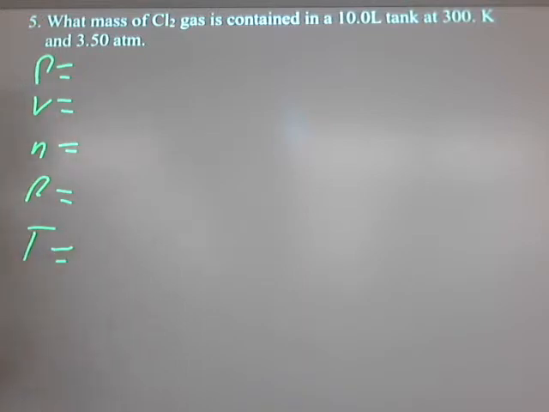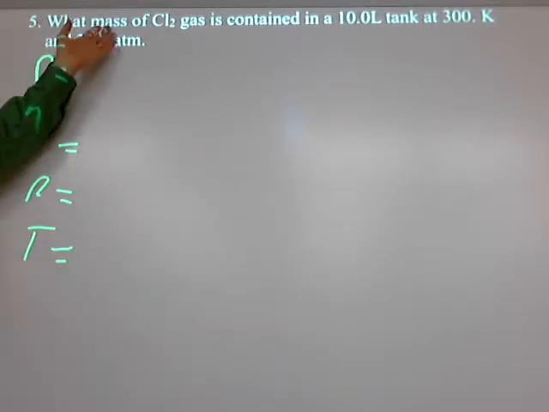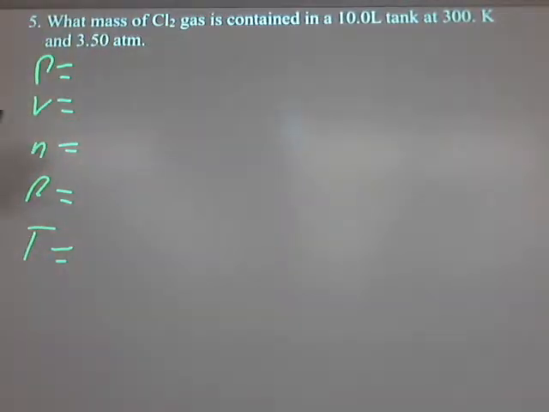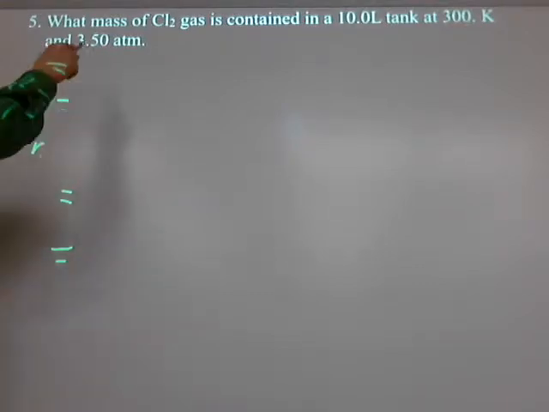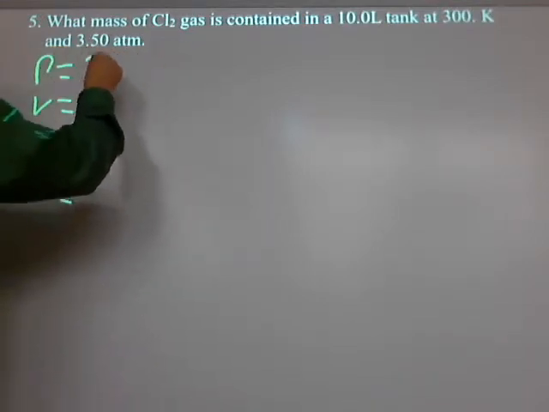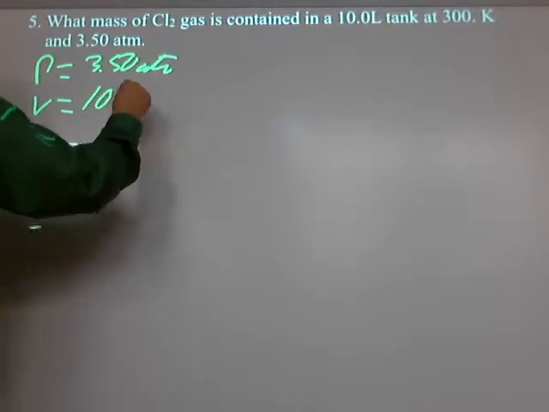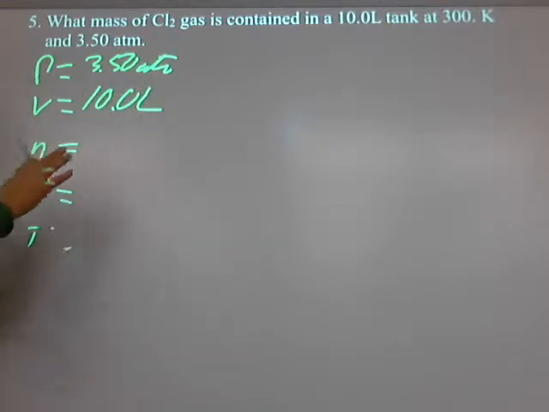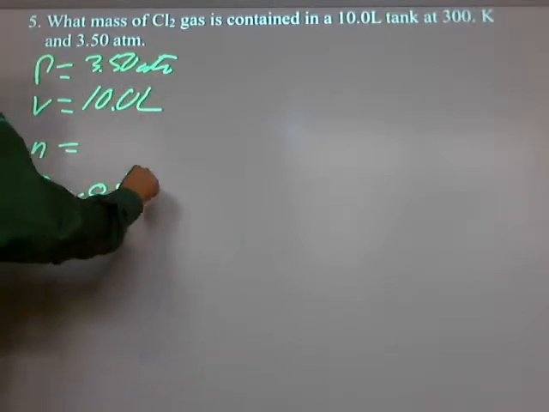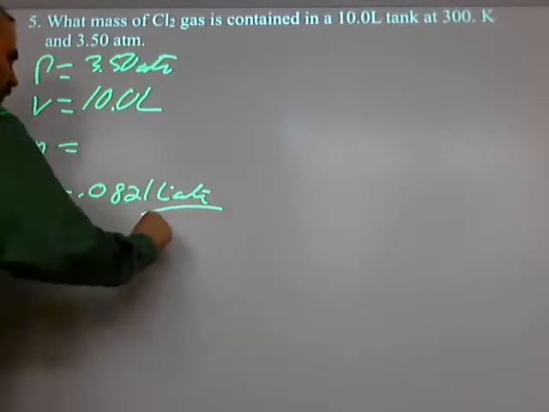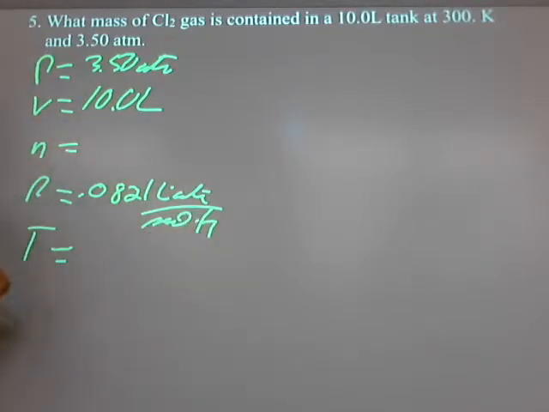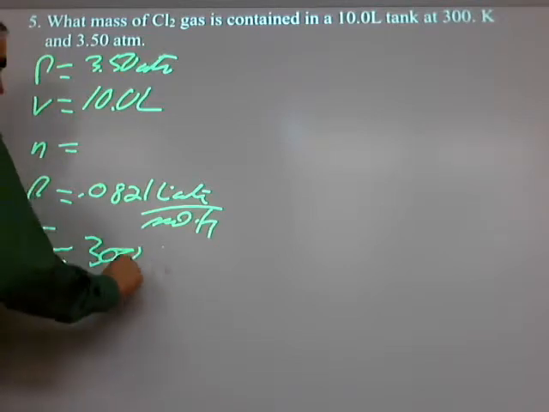Because this one's asking you to solve for mass. When I put this one in here, I'm going to show you what I might have asked you to solve for, and will, I know, on the test, ask you to solve for as well. Okay? All right, P is 3.50 atmospheres. V is a 10.0 liter tank. And we're going to leave n blank for a second. R is 0.0821 liter atmospheres per mole Kelvin. And T is 300 Kelvin.